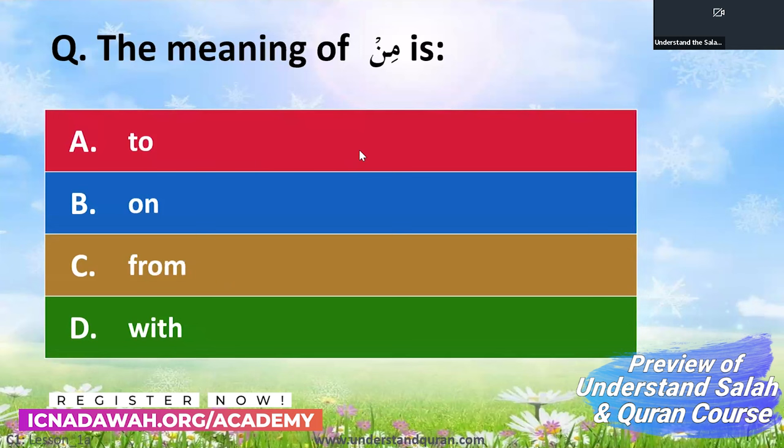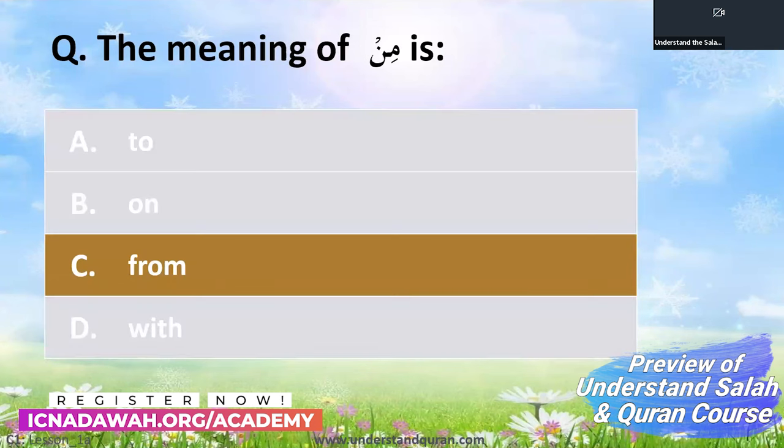Okay, and let us see what is the meaning of min. So, a'udhu billahi minash shaitan rajim, I seek refuge in Allah from Shaitan the outcast. What is that? Oh, I'm glad to say that this time, mashallah, we have 100% results. I'm glad that you are following. Before that, it was not 100%. Okay, min is from. And this is used 2,471 times.